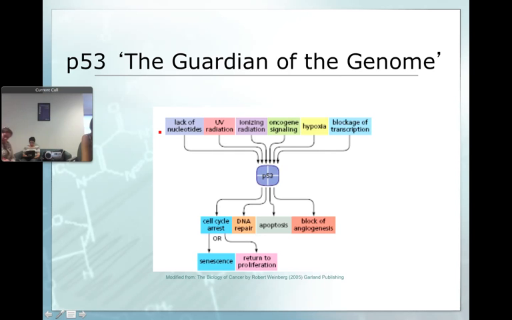p53 controls several decisions. It controls whether or not cells divide. Is this cell going to make two cells? Is the cell cycle going to progress? So it either arrests the cell or allows cells to proliferate.